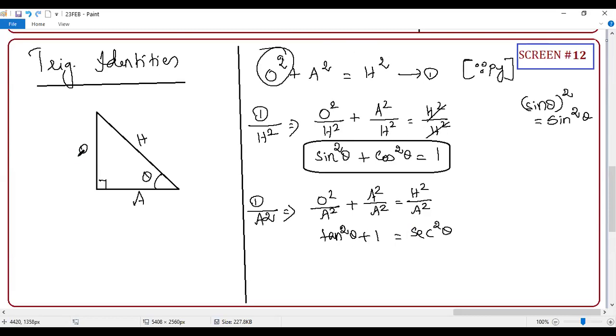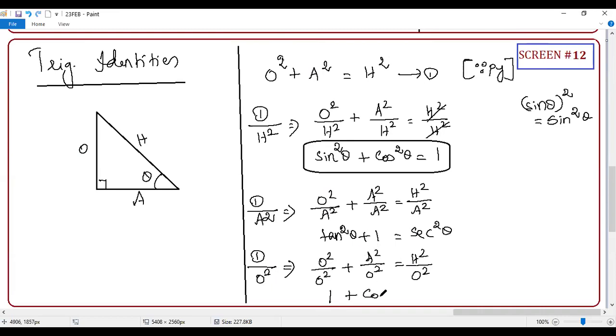Now one is pending. What is it? You are going to make this term 1, so divide the equation by O square. Can you tell me the answer? O square by O square plus A square by O square equal to H square by O square. What is the answer? Quickly. O by O is 1. A by O is what? Adjacent by opposite is what? Cot square theta. Yes, sir, cot. H by O is what? Cosec.